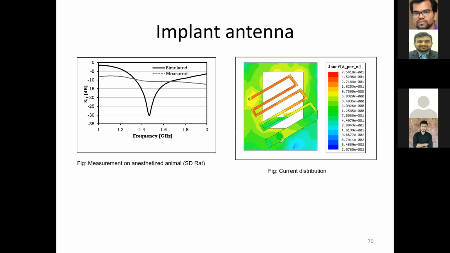On the right side you can see the current distribution of the device. You can see it is a meander patch. It is very concentrated in the current distribution, which helps us improve and get the current distribution matched with the resonance.